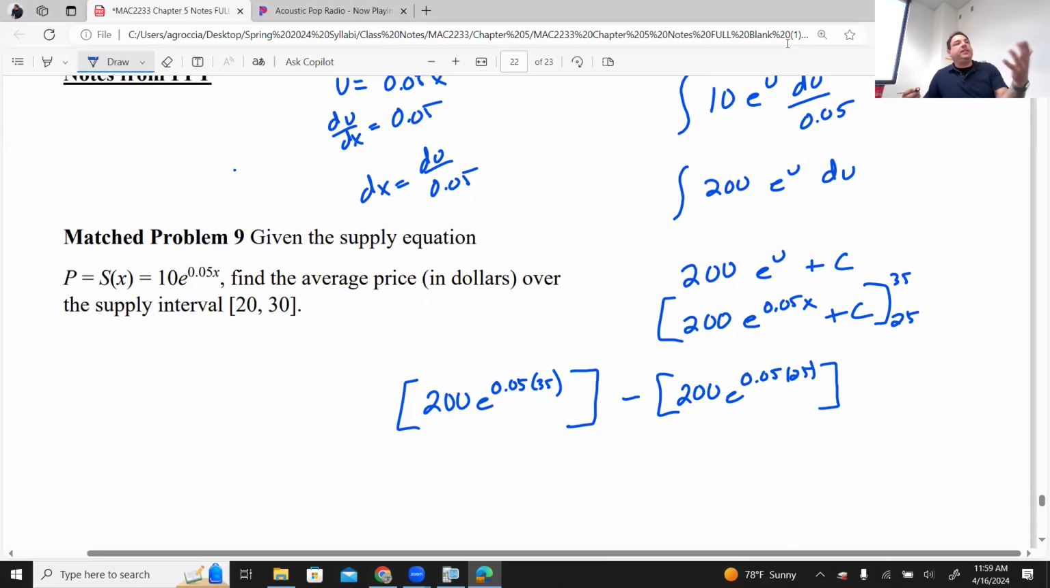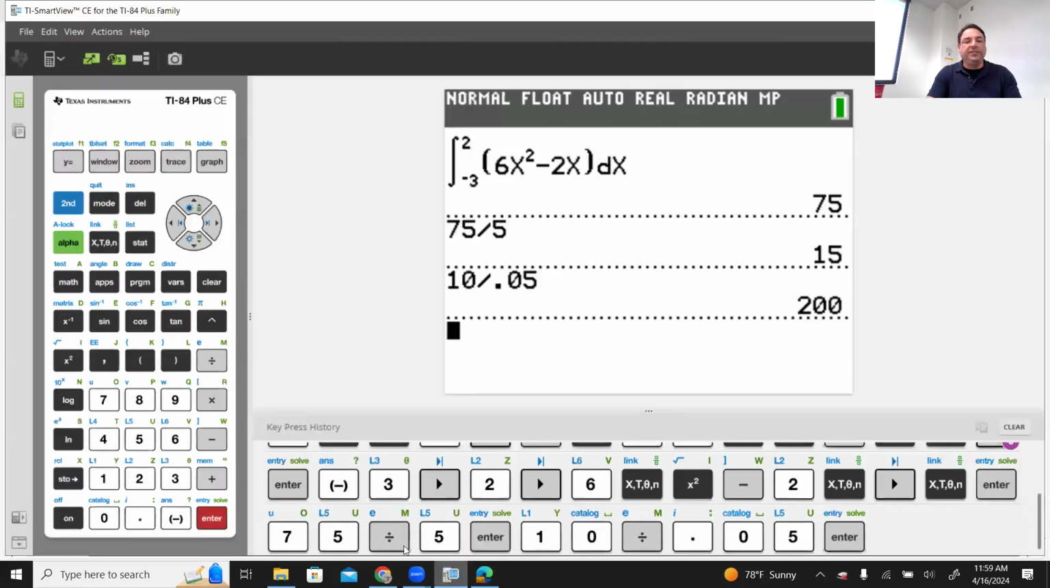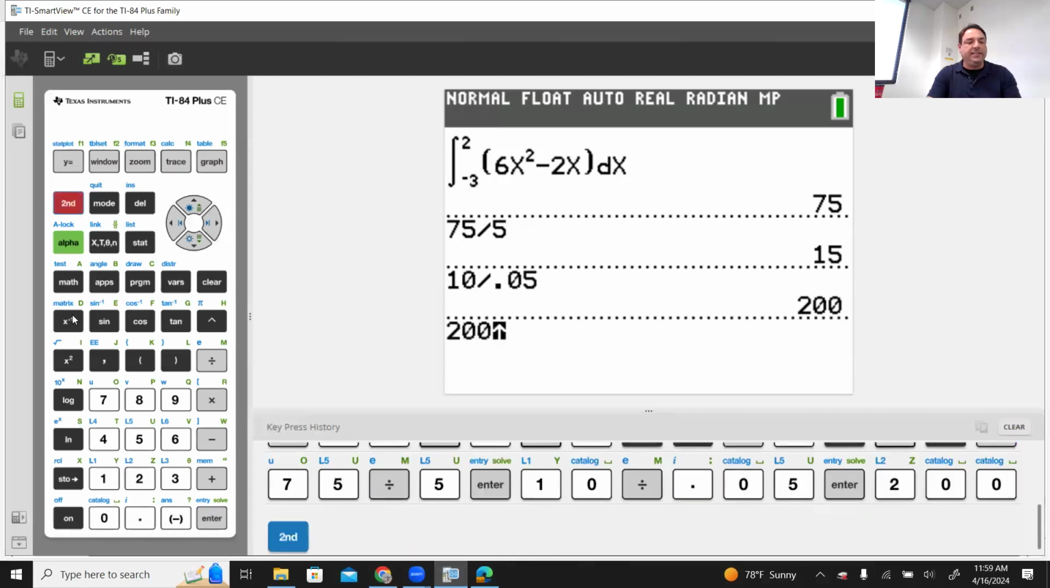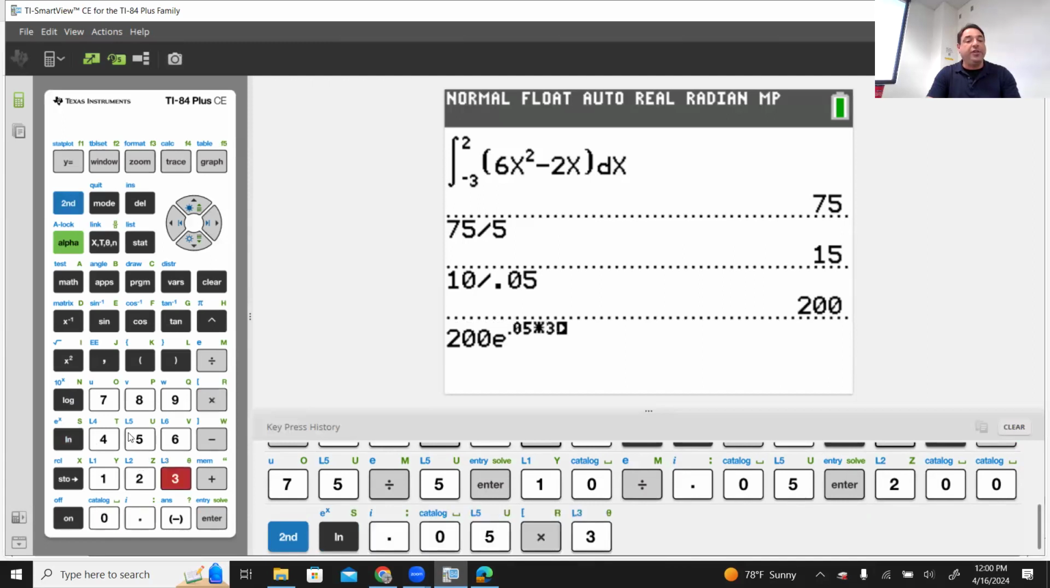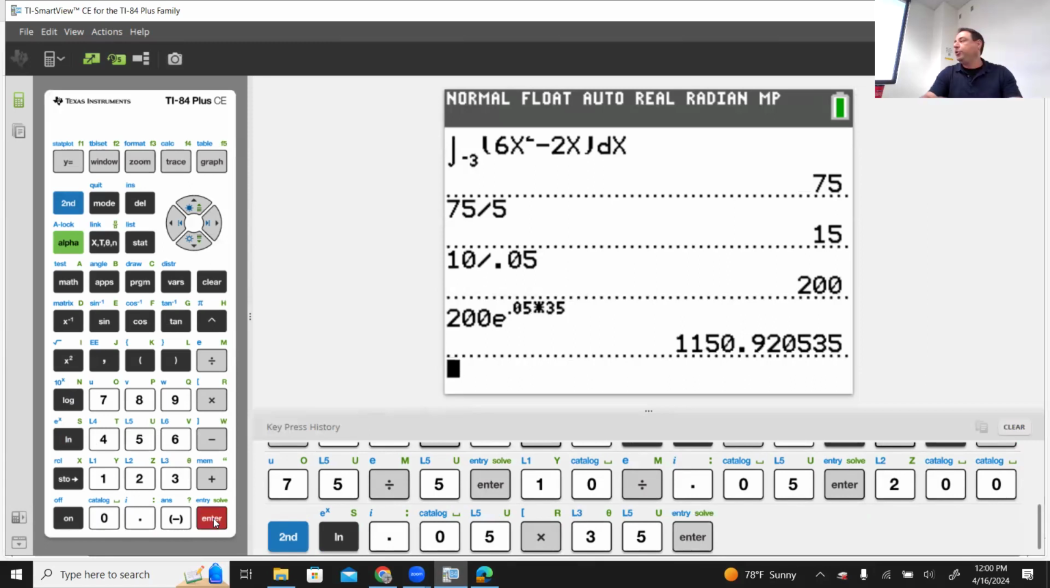Now that we understand the concept, the other mistake people make is they type it in wrong. They try to do too much. I try to do step by step. So I'm going to do just the first part, and I'm going to be careful. So this is going to be 200 e, second ln, raised to the 0.05 times 35. Now again, know your calculator. Some calculators, you got to keep the parentheses in there. It all depends on your calculator. But you should get about 1150.92.